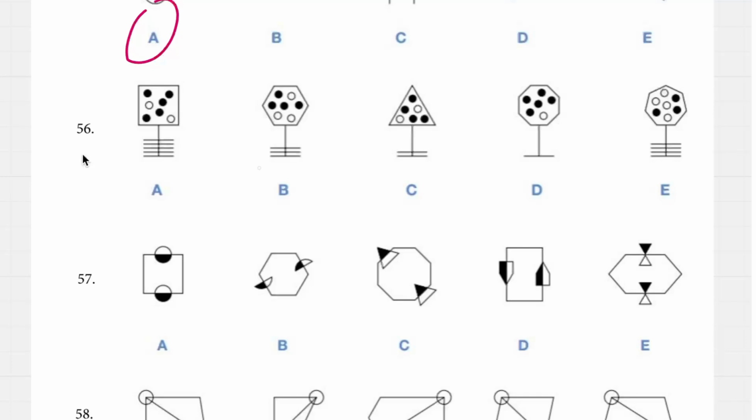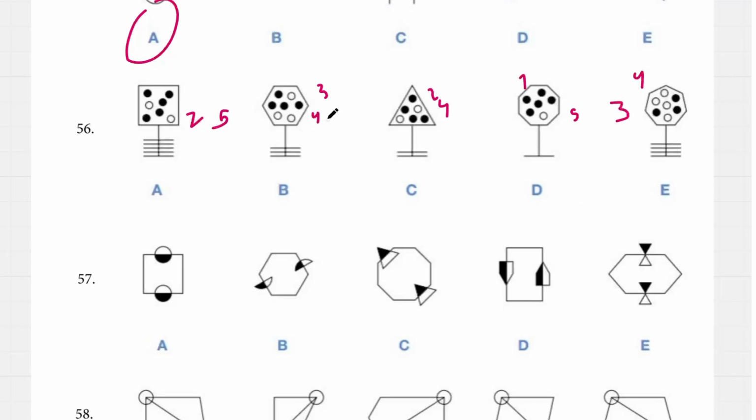56, let's count the amount of dots. 1, 2, 3, 4, 5. 1, 2, 3, 4. 1, 2, 3, 4. 1, 2, 3, 4, 5. And then 1, 2, 3. Can't see a pattern just yet. Let's count white dots. We have 2. 1, 2, 3, 2, 1, 1, 2, 3, 4.